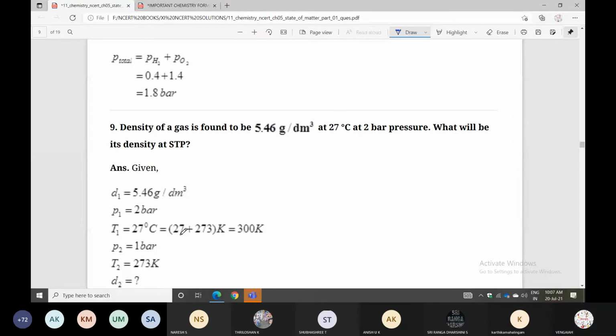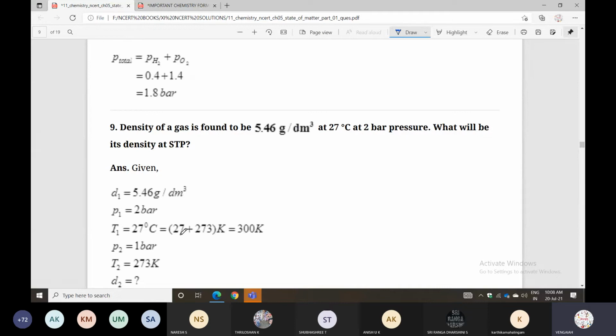Next question. Density of gas is found to be 5.46 gram per dm cube at 27 degrees is given at 2 bar pressure. What will be its density at STP condition? The density you can calculate. Density of gas, how much is given? D1 equal to 5.46 is given. P1 also given, 2 bar pressure.